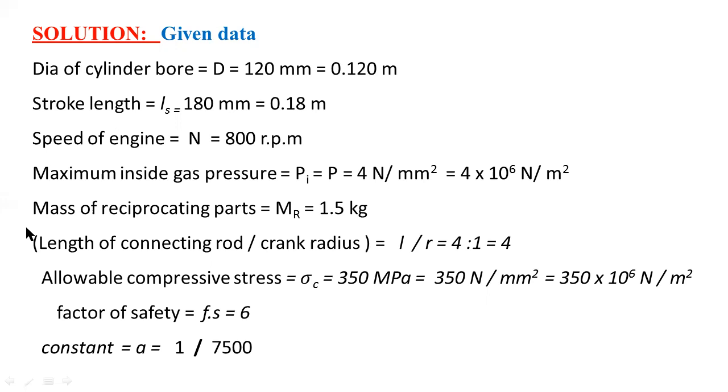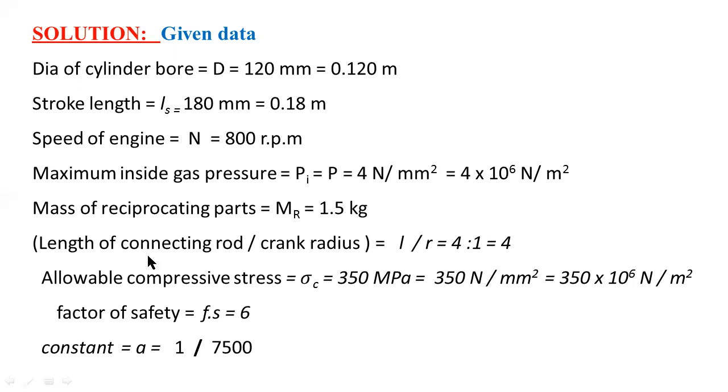And here the maximum inside gas pressure is given, that is capital P. Capital P equal to 4 megapascal is given. So you have to convert all these values in meters. That's why you have to convert 4 Newton per mm square into 4 into 10 power 6 Newton per meter square. Here Newton per mm square equal to 1 megapascal. 1 mega equal to 10 power 6.